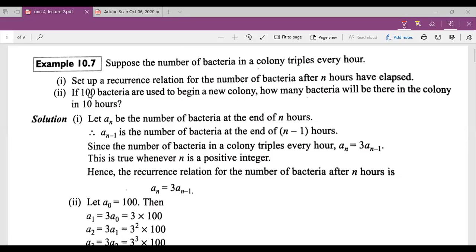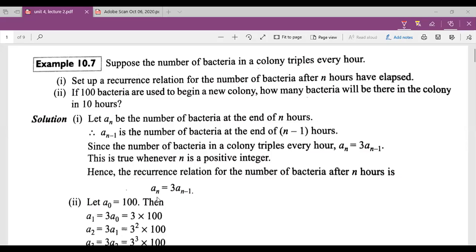Now the second question: if 100 bacteria are used to begin a new colony, then 100 is the initial condition. Let a_0 be equal to 100. How many bacteria will there be in the colony in 10 hours? We have to calculate the bacteria after 10 hours. So, given the condition a_0 = 100, we substitute values for n in the recurrence relation.